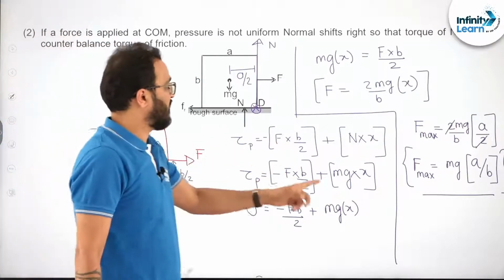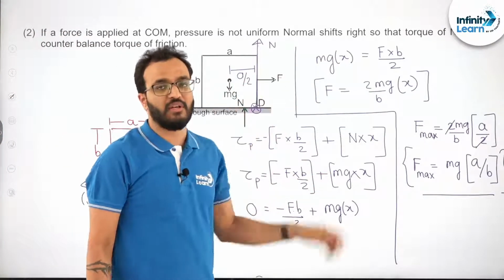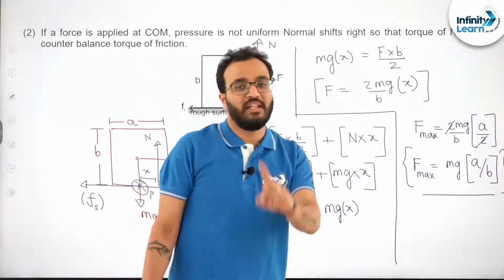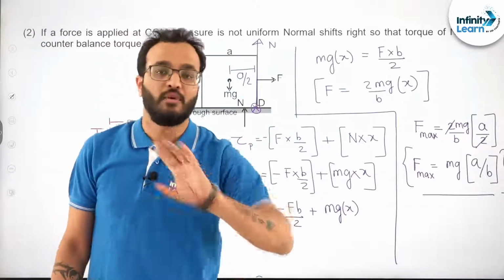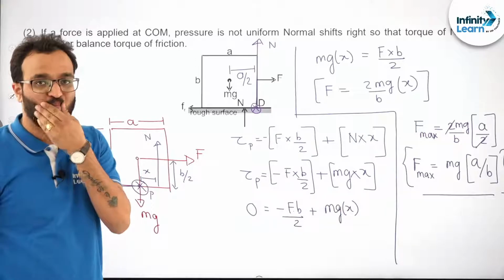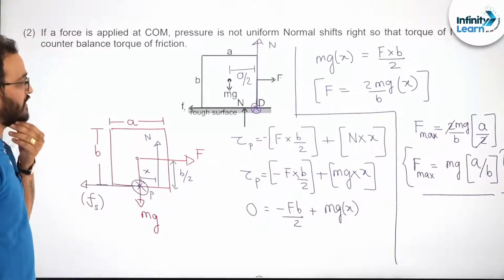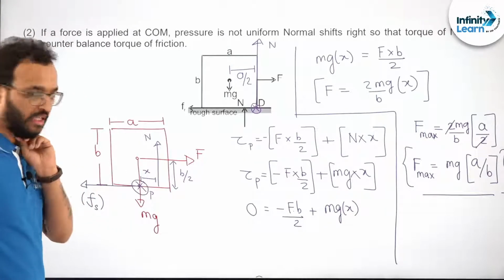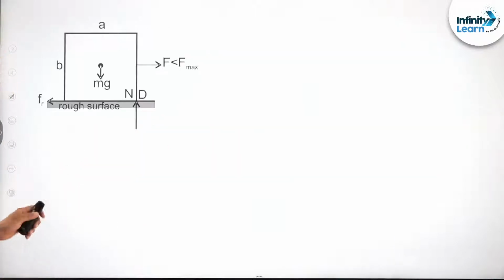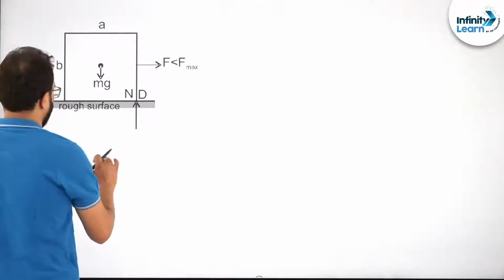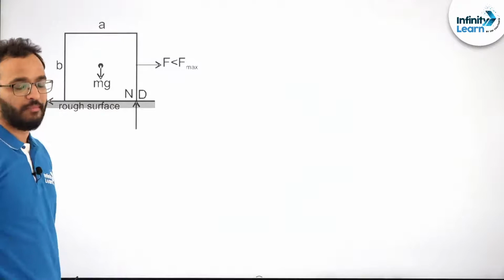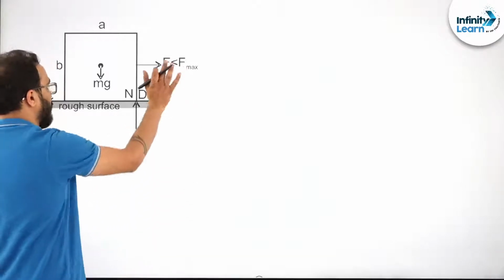If the force applied on the center of mass of this block is greater than this value, then definitely the block will topple, nobody can stop it, right? Are you understanding? Okay, right. Now let's understand some more situations here. Suppose in the first case, F is less than F max, obviously the block is not toppling, right? If you ensure this, the block is not toppling.